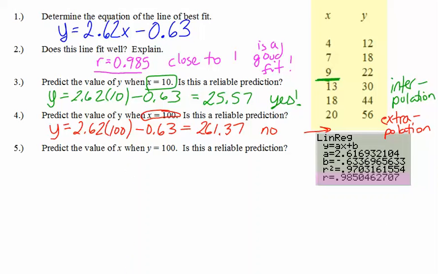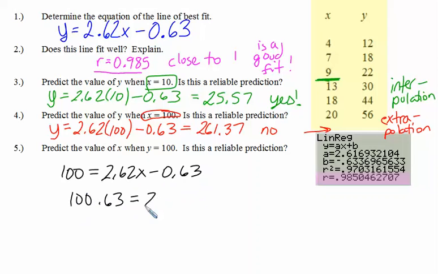Last but not least, predict the value of x when y is 100. So we would plug in 100 for y, we would set up our equation, and we would go to solve for x. We could add the 0.63 to both sides. And then finally we would divide by 2.62. I'm getting about 38.41.